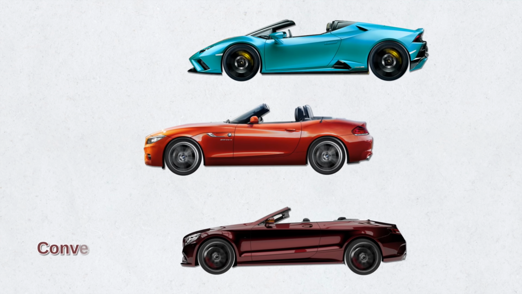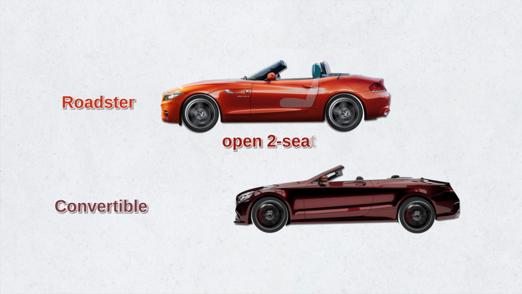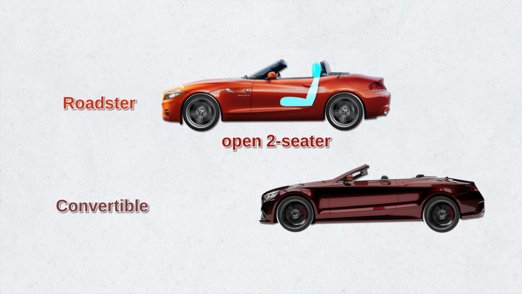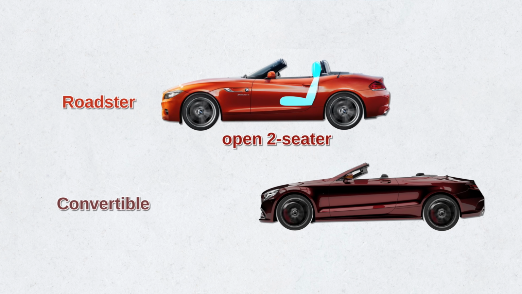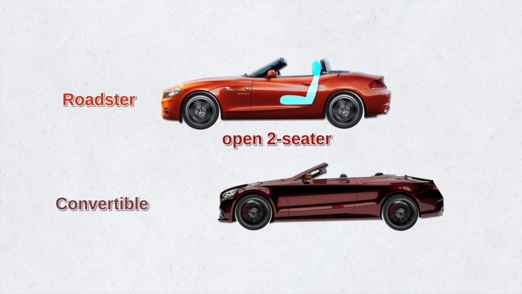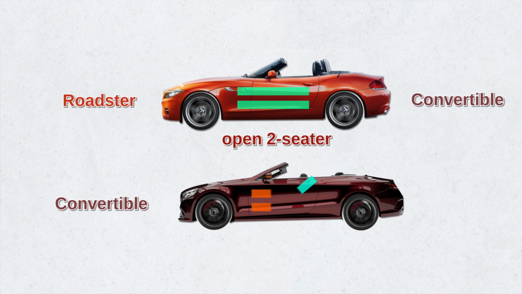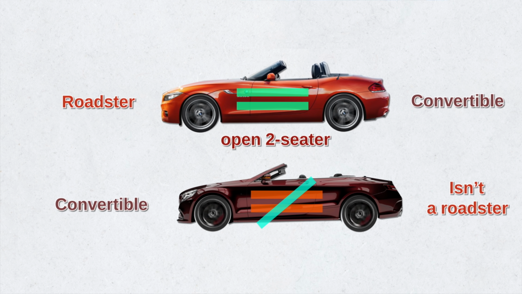What's the difference between a convertible, roadster, or spider? Initially, roadster was an American term for an open 2-seater, so no roof at all. Best if you live someplace where it never rained. But nowadays, the usage of the term roadster has spread internationally and has evolved to include 2-seat convertibles. So a roadster is a convertible, but a convertible is not necessarily a roadster.